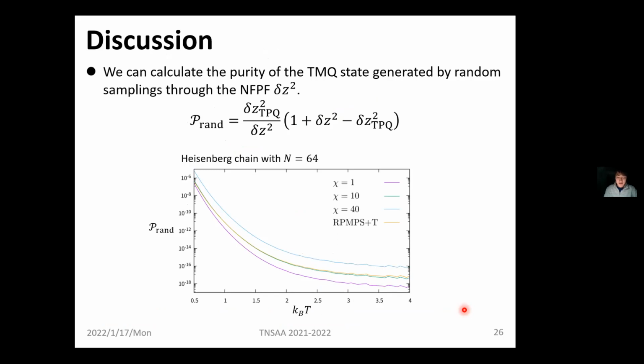This is the result of Heisenberg chain, where we see that the purity can be actually calculated, and although it is very small, it can classify different series of TPQ states in perfect consistency with the efficiency we showed earlier. The PMPS plus T has the same purity as typical MPS with chi equals to 10.